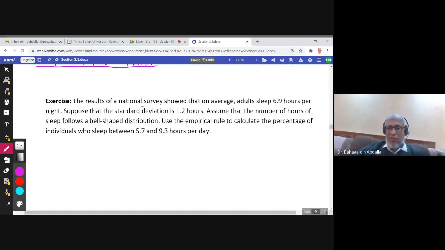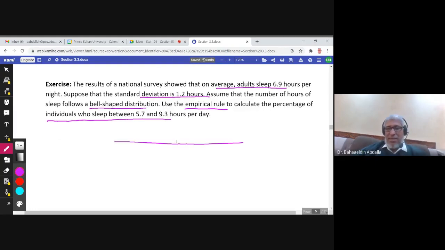The results of a national survey showed that on average, this is the average, 6.9 hours per night of sleep, standard deviation 1.2 hours. Assume that the number of hours follows a bell-shaped distribution, good, so we can use the empirical rule. Use the empirical rule to calculate the percentage of individuals who sleep between 5.7 and 9.3.